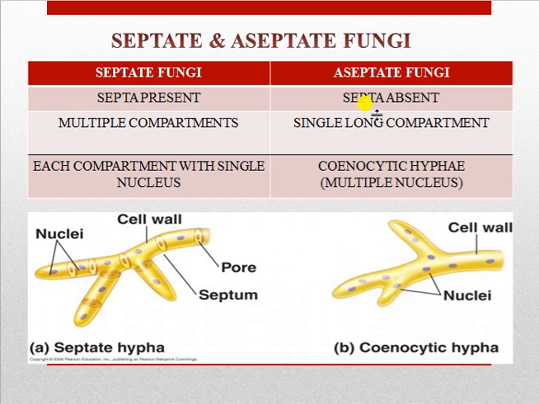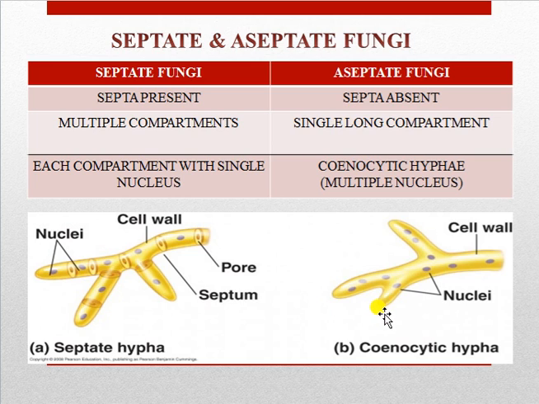But in case of aseptate fungi, the entire hypha is considered a single compartment. For that reason, it contains multiple nuclei. That's why they are multinucleate, or they can also be called coenocytic hyphae. Coenocytic hyphae means containing multiple nuclei throughout the entire length of the hypha.